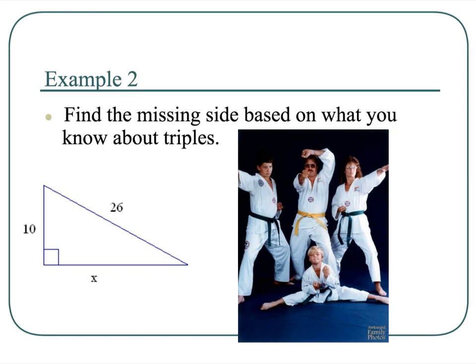Alright, we're going to solve this problem here based on what we know about triples. Yes, again, you could use Pythagorean theorem, but with a little bit of practice, these triples, which you'll see quite frequently, will save you a lot of time, and we know that time is money. Okie doke. So what do we have here? We got 10 and 26. That seems to be double of 2 numbers.